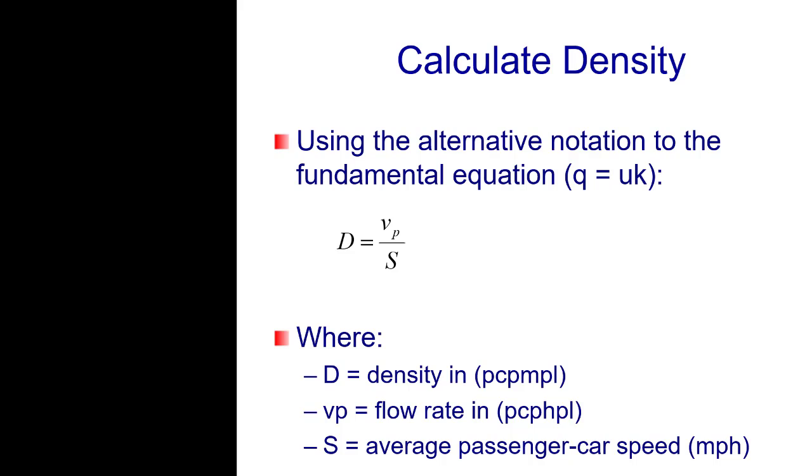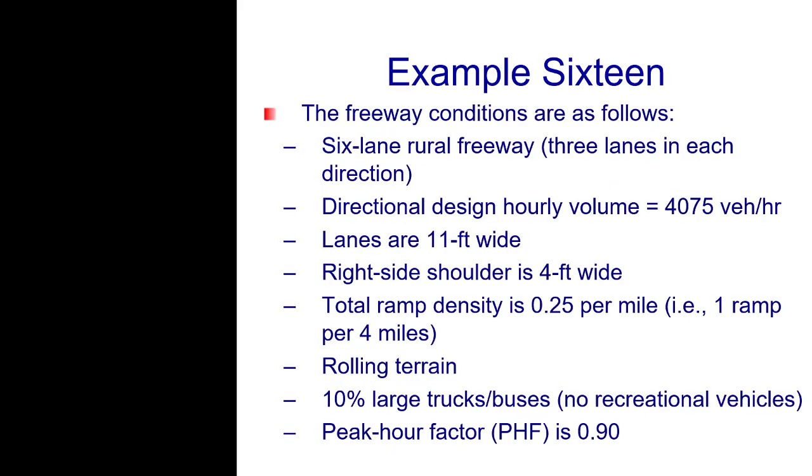Density, same as before, is V_P over S, where D is the density in passenger cars per mile per lane. V_P equals the flow rate in passenger cars per hour per lane. S equals the average passenger car speed in miles per hour.